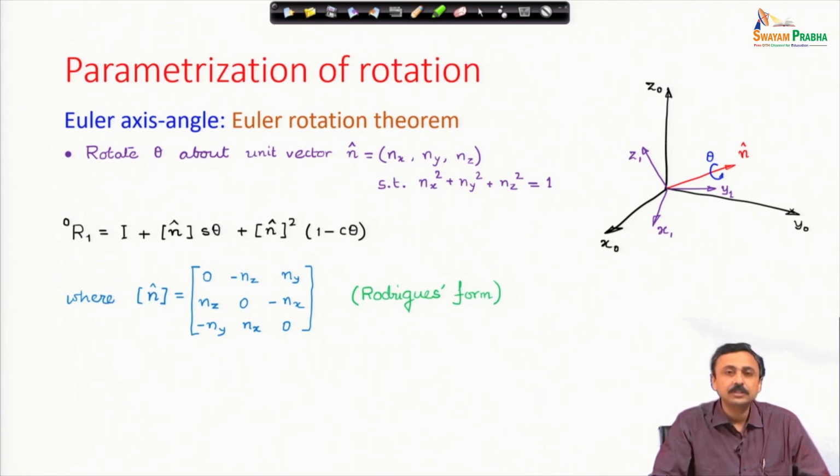The rotation matrix representing a rotation of angle theta about a unit vector n cap is represented by this. We have derived this, and it is not very difficult to remember. You can remember this expression of a general rotation matrix, where n cap is the Rodrigues form of the n cap vector, and Rodrigues form, recall, is a skew symmetric form, and this is a very special structure. Please remember this.